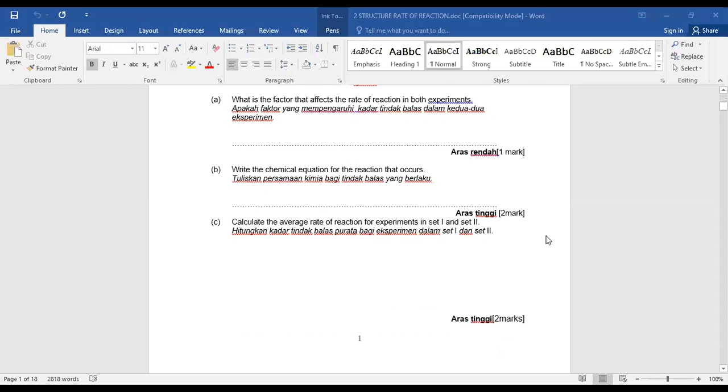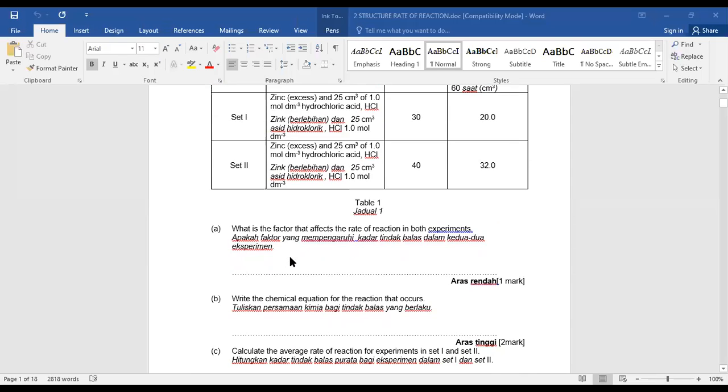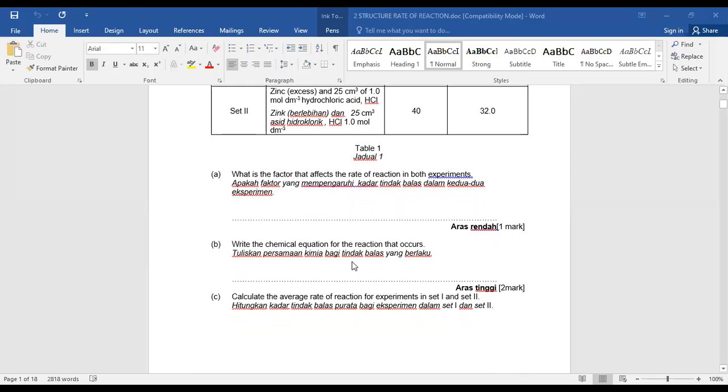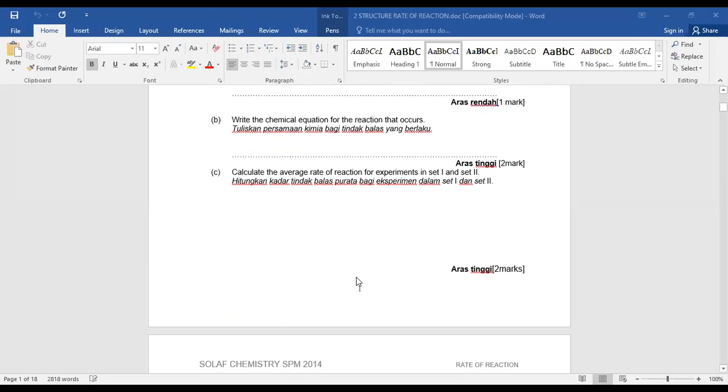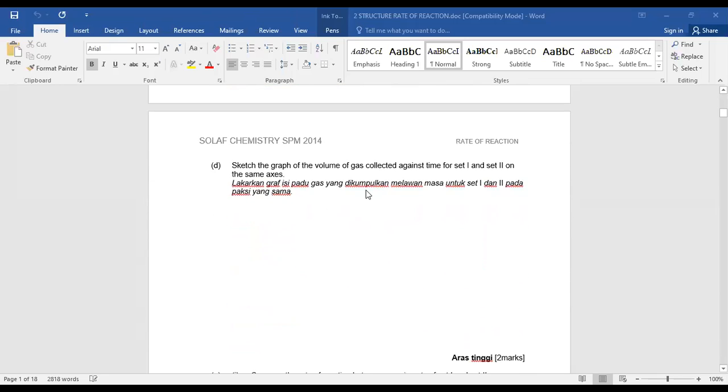Okay, now we continue to the question. Just now I said you write the chemical equation, the same question. This is the part where we have already determined the factor, written the chemical equation, and calculated the average rate of reaction. Now see, what is the question going to ask? Sketch the graph of the volume of gas against time for set 1 and set 2 on the same axis. The answer is the one that we drew on the whiteboard just now.